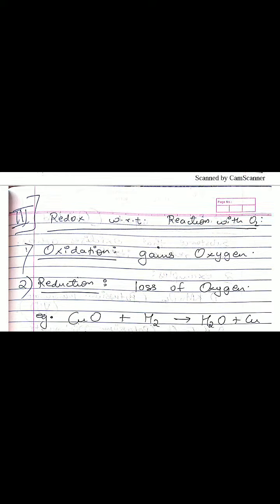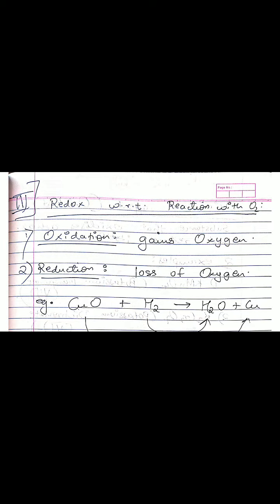Now we are on the last part of the redox reaction, where redox is identified with respect to reaction with oxygen. Oxidation means gain of oxygen. One more thing I would like to add is that it is also loss of hydrogen. Gain of oxygen or loss of hydrogen is called oxidation. What is reduction? Loss of oxygen or gain of hydrogen is called reduction.